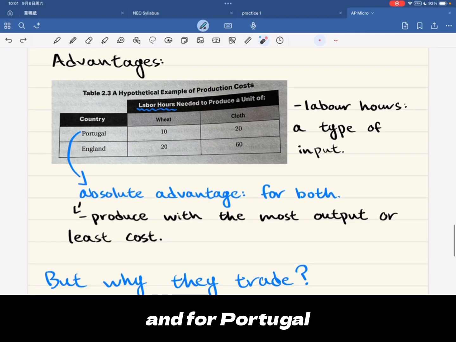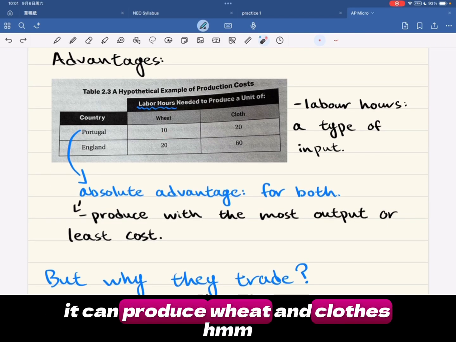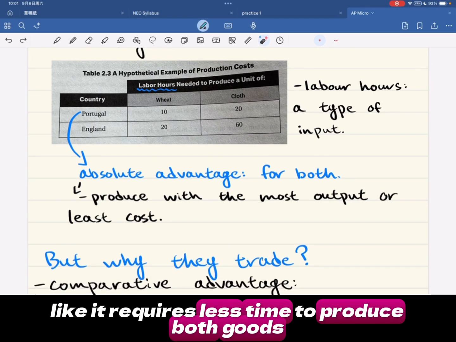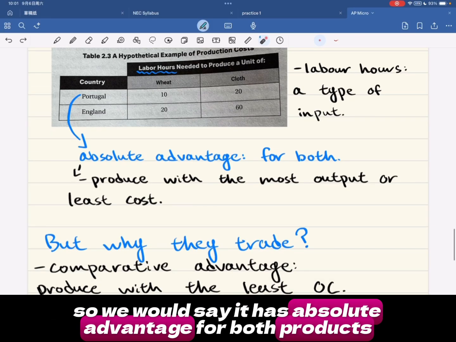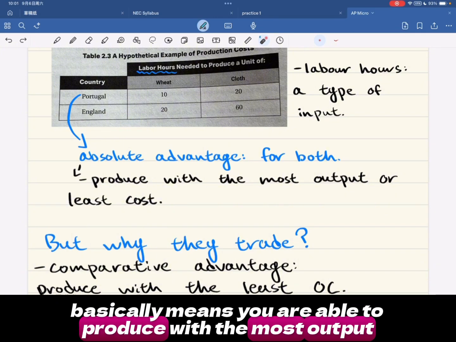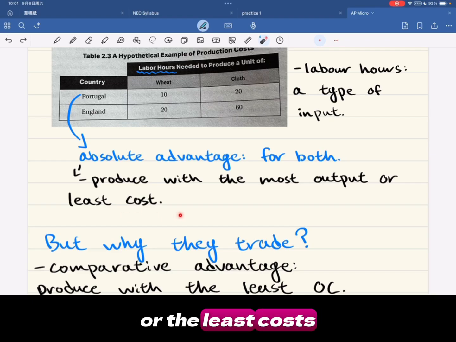And for Portugal, it can produce wheat and clothes, and it requires less time to produce both goods. So we would say it has absolute advantage for both products. Absolute advantage basically means you are able to produce with the most output or the least costs.